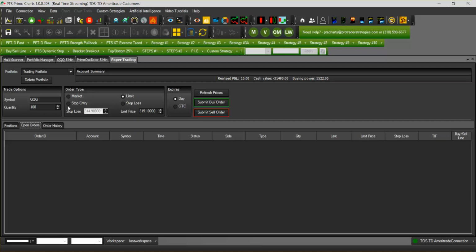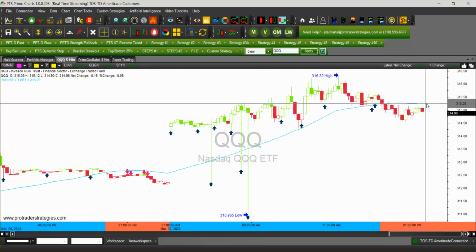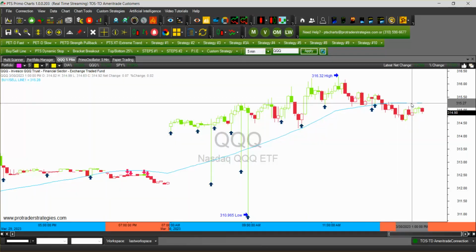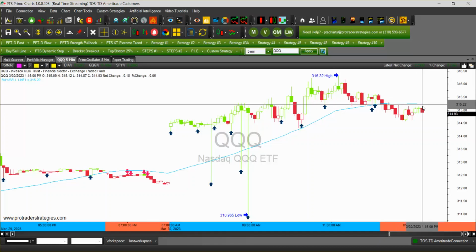The stop entry works in a different way. Like if I go here and I want my order to be filled above the 50-day moving average, 315.26, I will go to the paper trading module and add a 315.26 and submit a buy order. Okay. That means that if the price reaches this level, then I'm going to get filled. Okay, and you can use them both when going up or when going down.